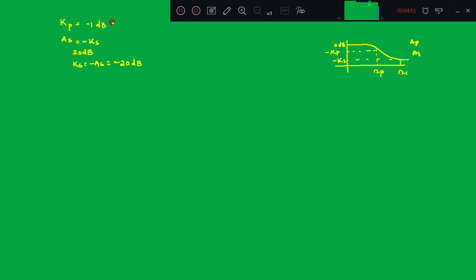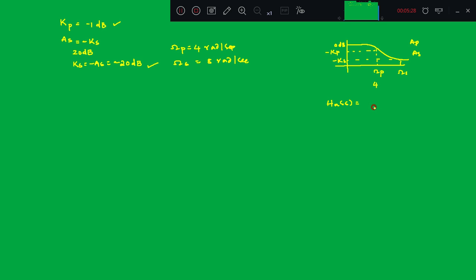So here Kp is given as minus 1 dB and Ks is equal to minus 20 dB. Along with that, the passband edge frequency is given, omega p is equal to 4 radian per second, and omega s is also given, 8 radian per second. Understood?